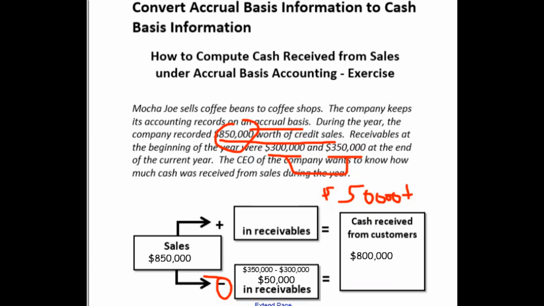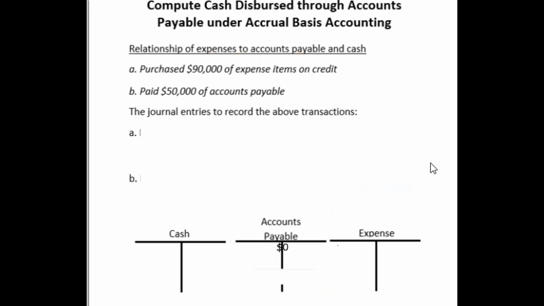Okay, now let's go on. We've talked a bit about accrued sales. Now we're going to talk about the other side, accrued expenses. And again, when we do accrued expenses, we have to understand the relationship of accrued expenses to accounts payable and cash. And again, there are two major phases to accrued expenses.